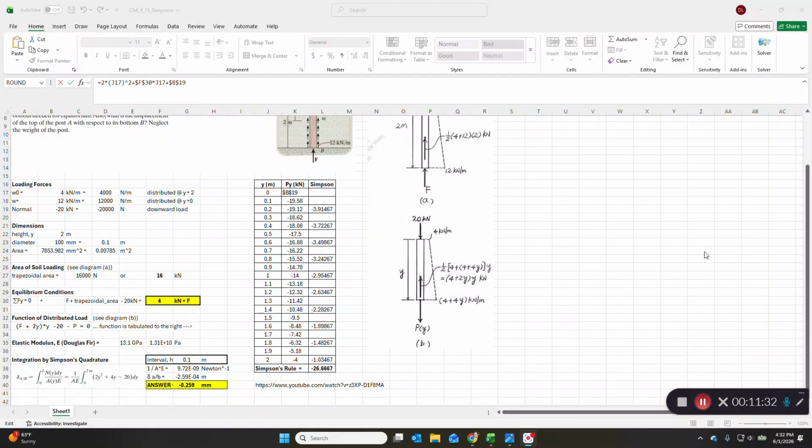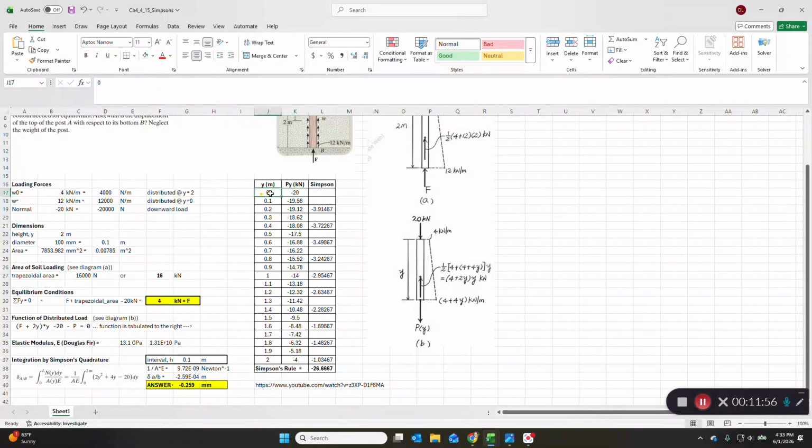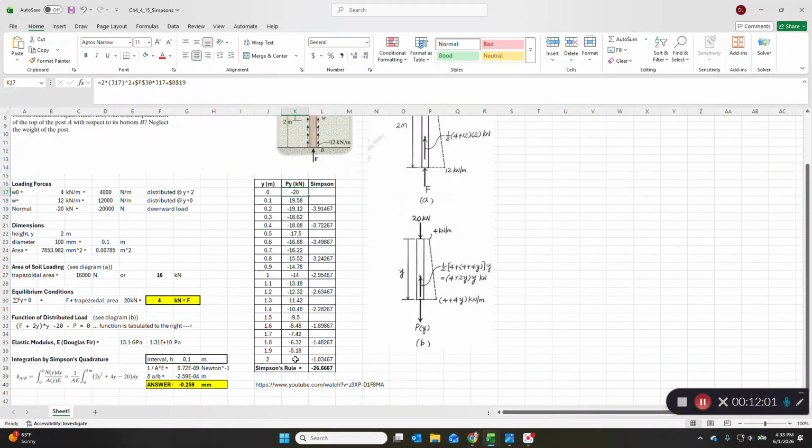So where were we? We were looking at the p sub y as a function. And that function is, as we said before, 2y squared plus 4y minus 20. So whatever y is from 0 down to 2, we have to square it, multiply by 2, and then add 4 times y, and then subtract 20. So at 0, that's obviously minus 20, which is the downward load. And then at the bottom, it's minus 4. So that is a function. We can just type it in once and copy it down. That's all we have to do.